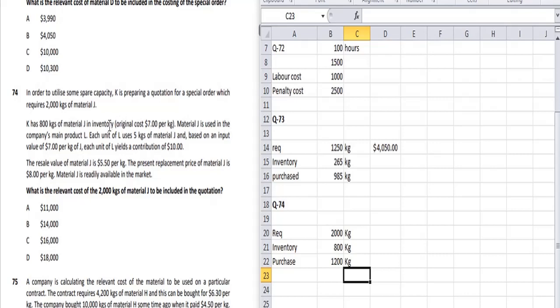Material J is used in the company's main product L, which means it has an alternative use. Each unit of L uses 5 kg of material J, and based on an input value of 7 per kg of J, each unit of L yields a contribution of 10. The resale value of material J is 5.50. Now the question has given the resale value as well. The present replacement price of material J is 8 per kg, and material J is readily available in the market. Again, the question told us it is readily available in the market.